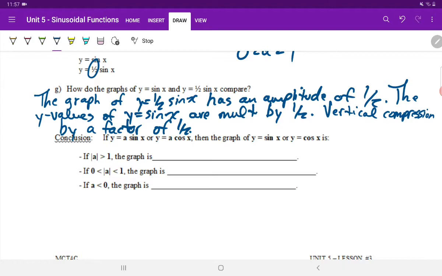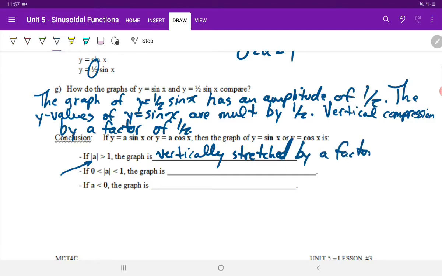Okay, and now let's summarize here. We have if A, and notice how there's these straight brackets around A. That means take only the magnitude and not look at the sign in front. So it's called the absolute value of A. So if the absolute value of A is greater than 1, so forget about the negative, we'll deal with the negative later, then the graph is vertically stretched by a factor of A. If it's between 0 and 1, it's vertically compressed.